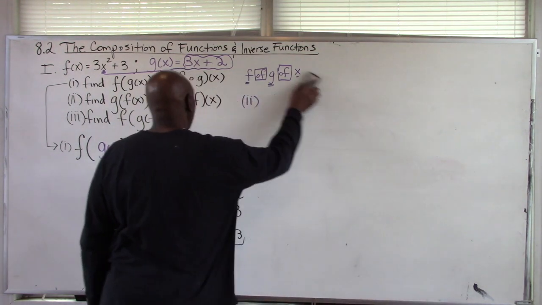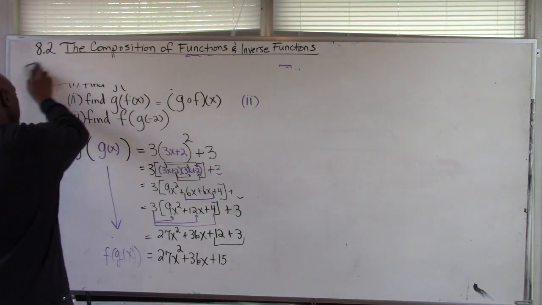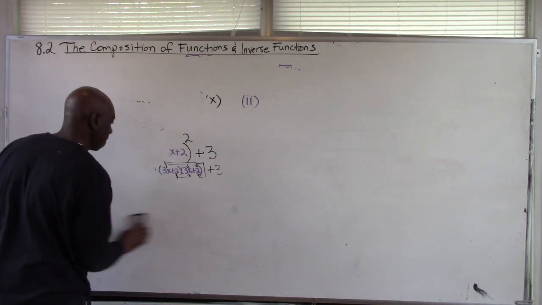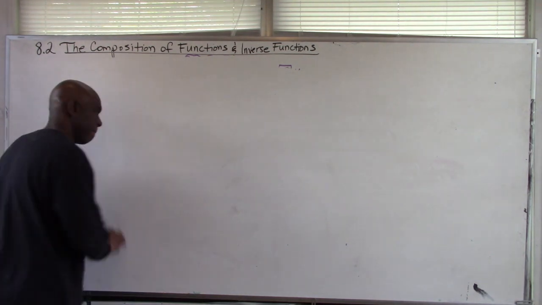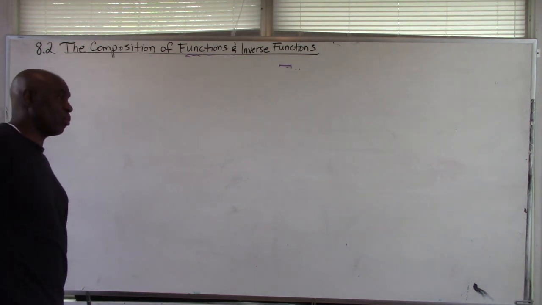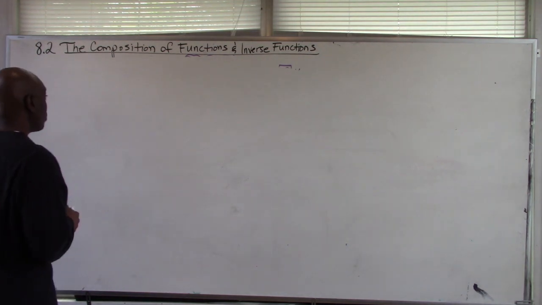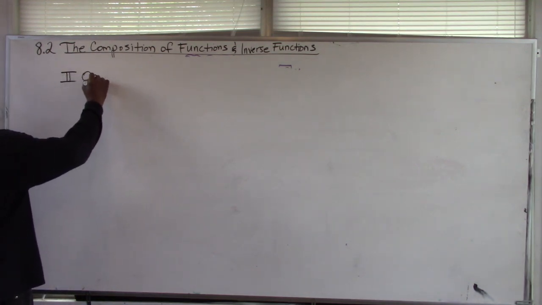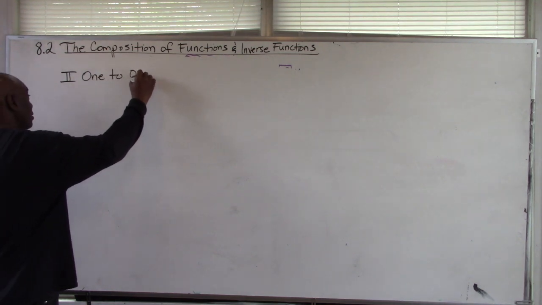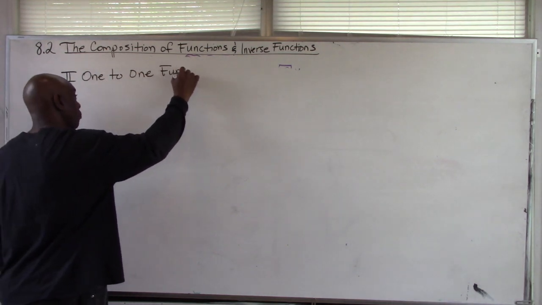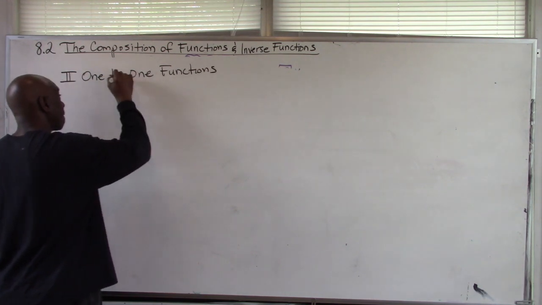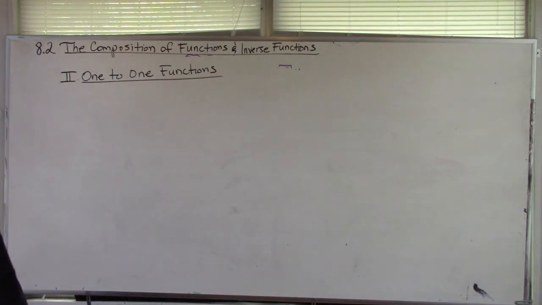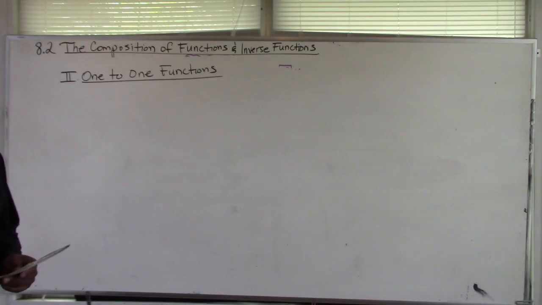I want to explain something called a one-to-one. And that's part 2 here. Okay, here we go. Number 2. Let's look at something called one-to-one functions. One-to-one functions. What makes a function one-to-one? One-to-one functions. All right.